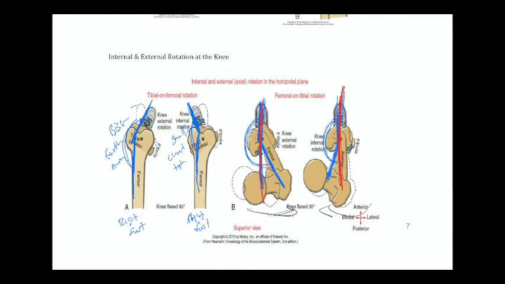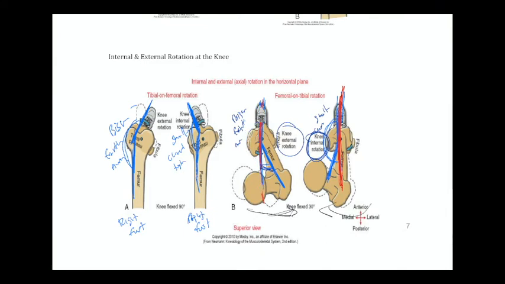And so this angle has gotten a lot bigger. So that would be our external rotation. Bigger angle, farther away from midline, or from anatomical position, and this one is smaller and closer together. And so this is going to be our internal rotation.